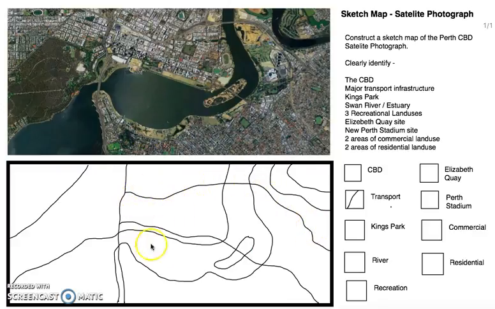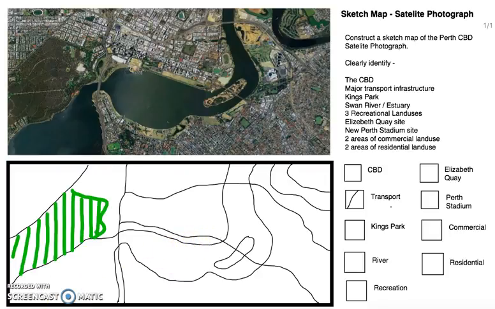Okay, this will become clearer when I hatch the river in, and it will give a clearer representation of what's going on. So next I'm going to add Kings Park. So I've used a single green hatching there to represent the area of Kings Park, remembering it's just a representation. Next I'm going to put in Elizabeth Quay and Perth Stadium. So my single line hatching in red is Elizabeth Quay, and my single line hatching in orange is Perth Stadium.